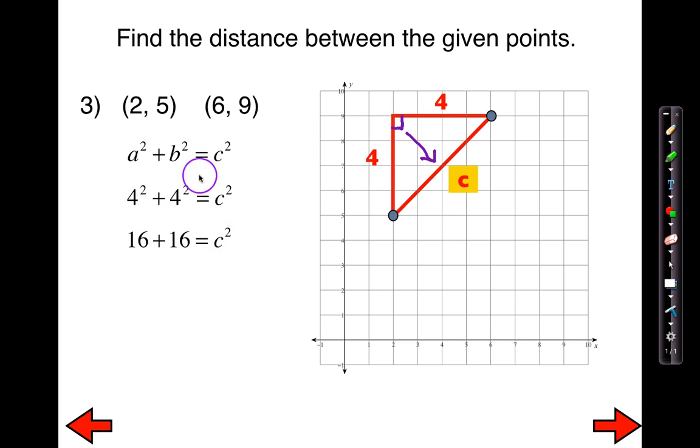Please be very careful. I do have a lot of students saying 4 squared is 8. That's a very common mistake because instead of doing 4 times 4, they're doing 4 times 2. So just be very careful. 16 plus 16 is 32. We have 32 equals C squared, and take the square root of both sides. Now here, since it's not a perfect square, you're going to have to approximate to the nearest tenth. I'm just going to go ahead and give you the answer. I'm going to say C is approximately 5.7 units.